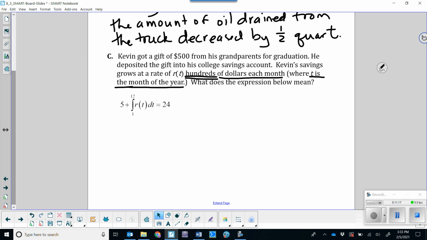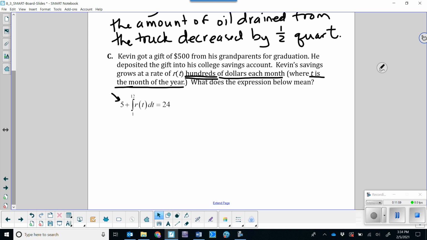So, a couple of things here that would get people confused that you got to remember is 500 is represented by 5 because the number's in hundreds of dollars. So there's your initial value, so that's what the 5 means. And then we're integrating from 1 to 12. Well, if the time are the months of the year, then that means over a year. So after 12 months, and you're integrating his rate in hundreds of dollars per month. So if you integrate it, you get hundreds of dollars. And then the answer is 24, which is $2,400.